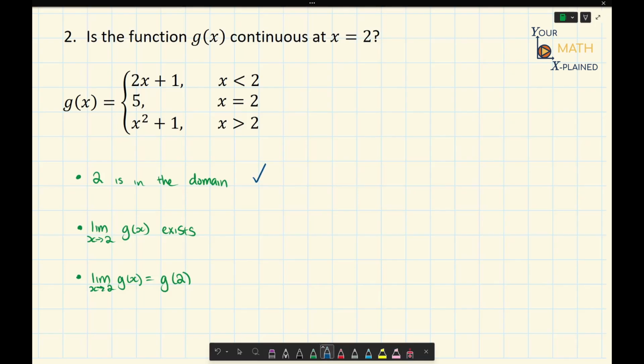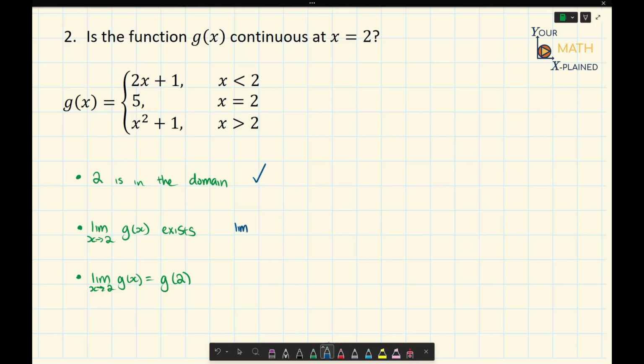So we're going to put a check mark here. The second one is that the limit as x approaches 2 for our function g of x must exist. So now if we look at our piecewise function, we can see that it is equal to 2x plus 1 when x is less than 2, but it's equal to x squared plus 1 when x is greater than 2. So this tells us we're going to need to use this expression for finding the left side limit, and then we're going to need to use this expression to find the right side limit. So let's go ahead and find each of them.